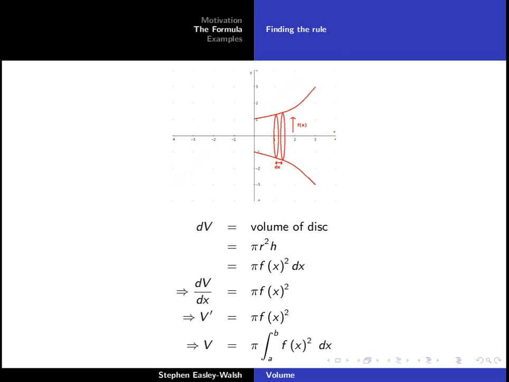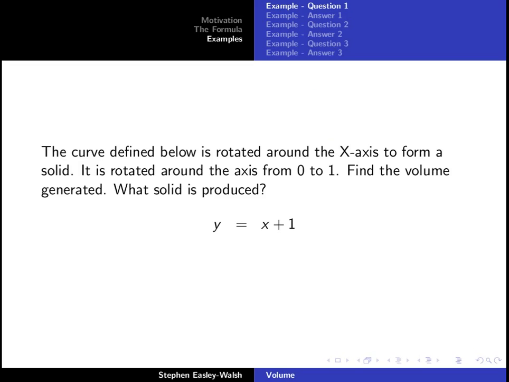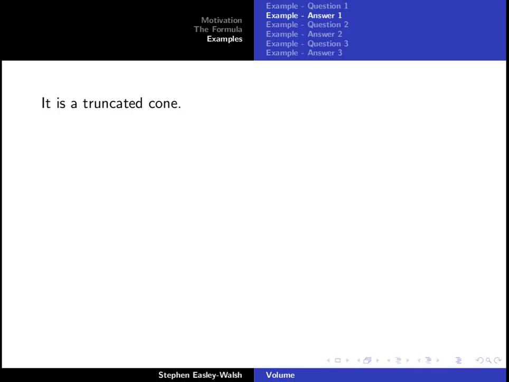Let's have a look at an example. The curve defined below is rotated around the x-axis to form a solid. It is rotated around the axis from 0 to 1. Find the volume generated. What solid is produced? When we rotate this curve, we get a truncated cone. That is, a cone with the top of it missing.